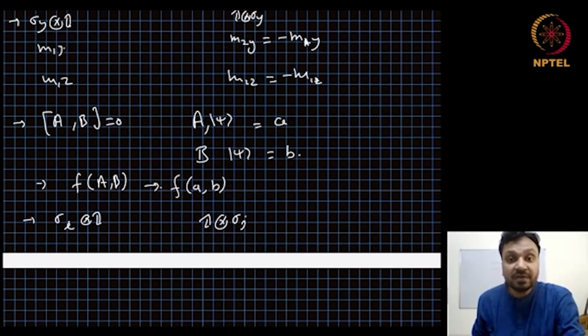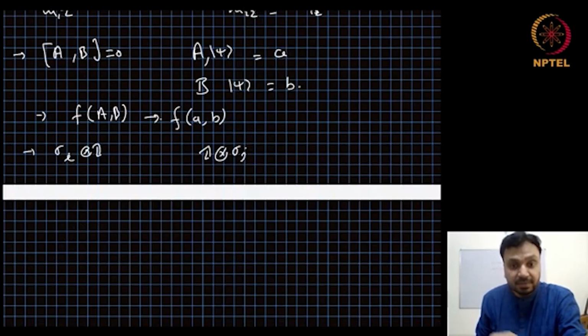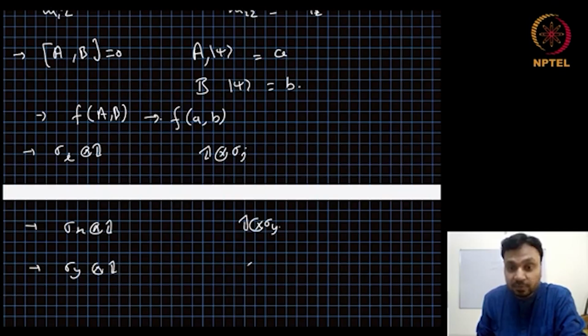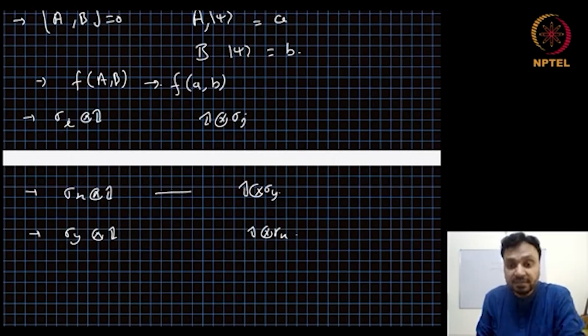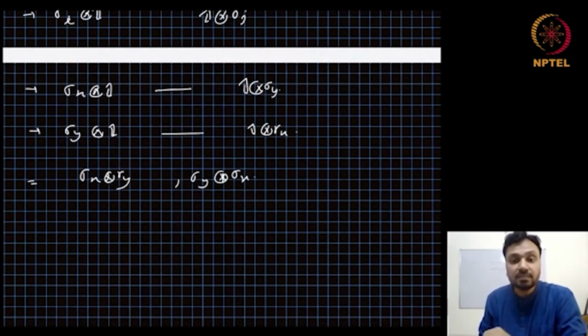Observables on two different systems commute. It means sigma x tensor identity commutes with identity tensor sigma y, and sigma y tensor identity commutes with identity tensor sigma x. So we can measure these two simultaneously, and we get sigma x tensor sigma y, and we have sigma y tensor sigma x. And these two operators also commute.